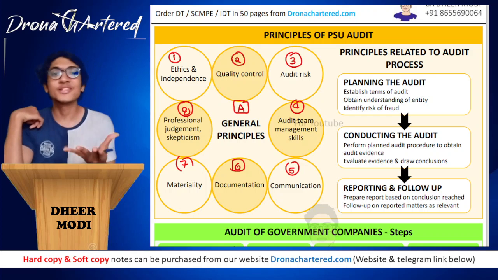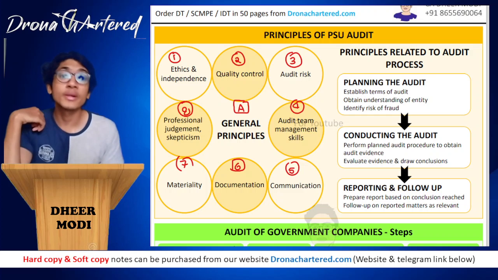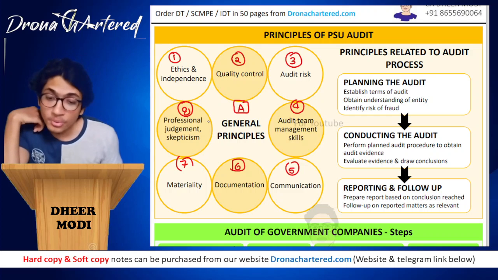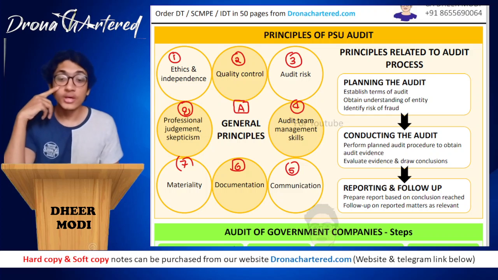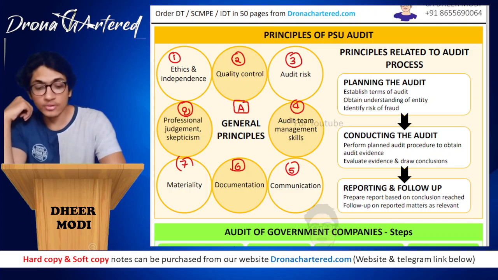Sixth is documentation. Your entire audit journey rests on documentation. Seventh is your materiality, that is with regards to how important something is. Eighth is your professional judgment and skepticism. Okay, so these are your principles of audit. Let's see the key that we made for this.